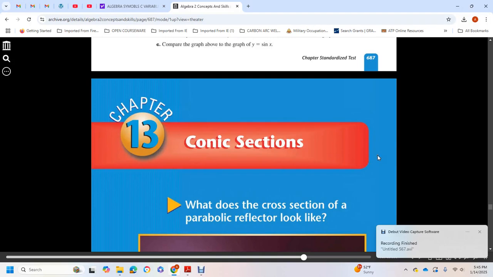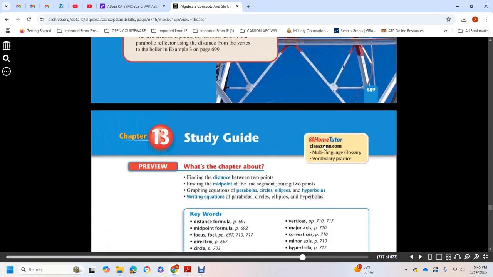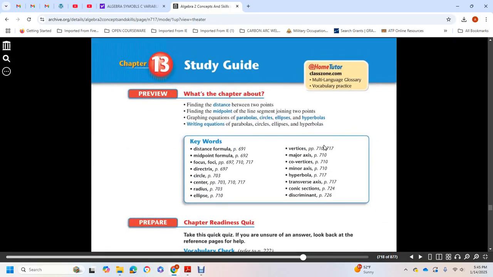Alright, chapter 3, conic sections. What does a cross-section of a parabolic reflector look like? Keywords: distance formula, midpoint formula, focus, directrix, circle, center, radius, ellipse, vertex, major axis, co-vertex, minor axis, hyperbola, transverse axis, conic section, discriminant.